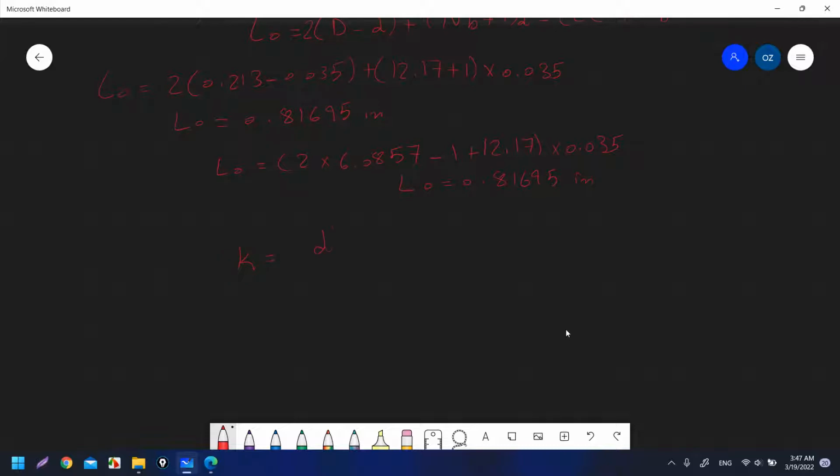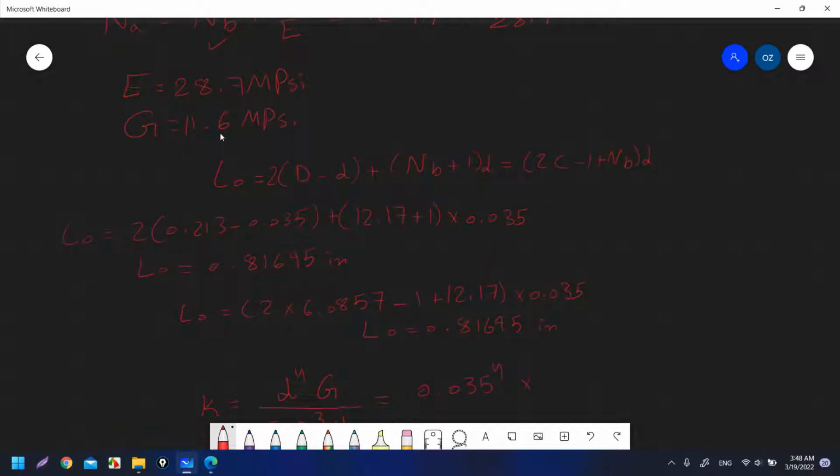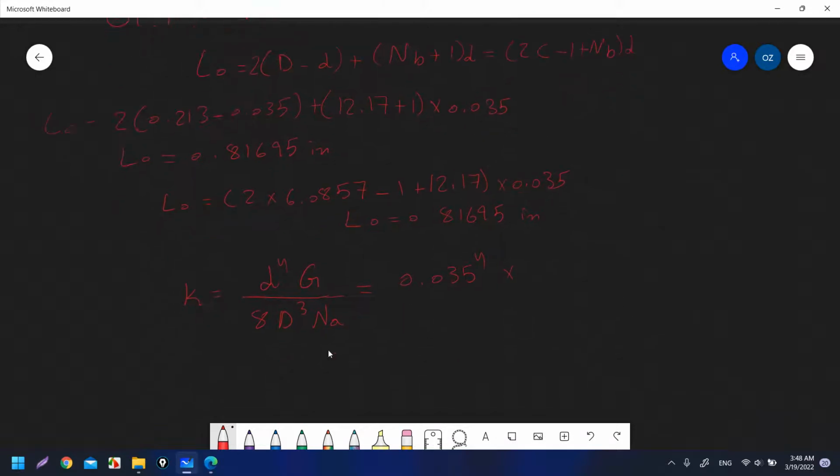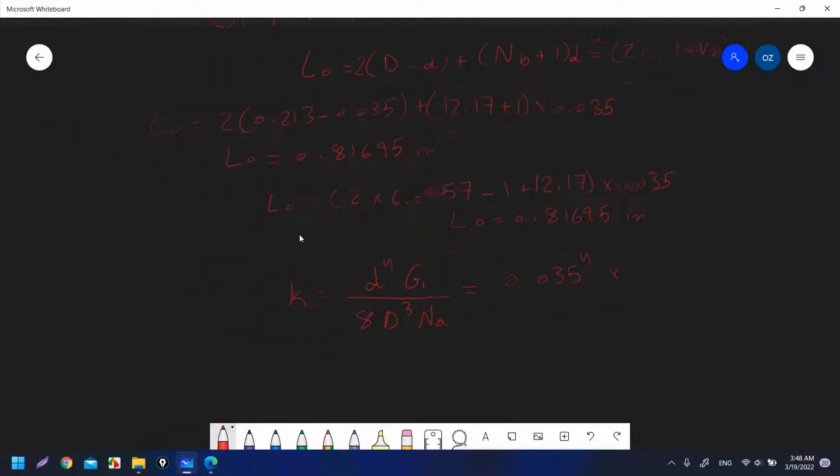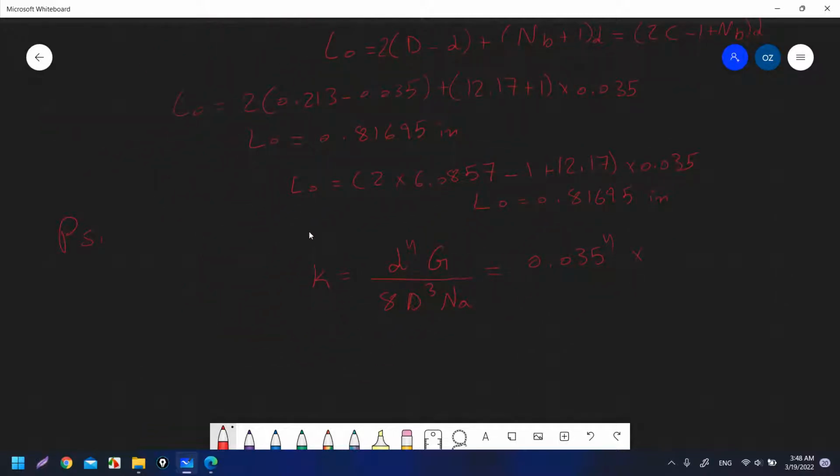K's equation is d to the power 4 times G over 8 D cubed times NA. d is the wire diameter, 0.035 to the power 4. G is the modulus of rigidity. We got it as 11.6 megapound per square inch, but we have to multiply by 10 to the power 6 here because everything is in inches.